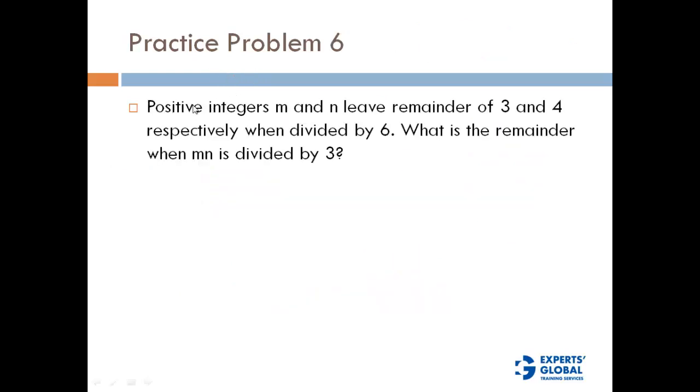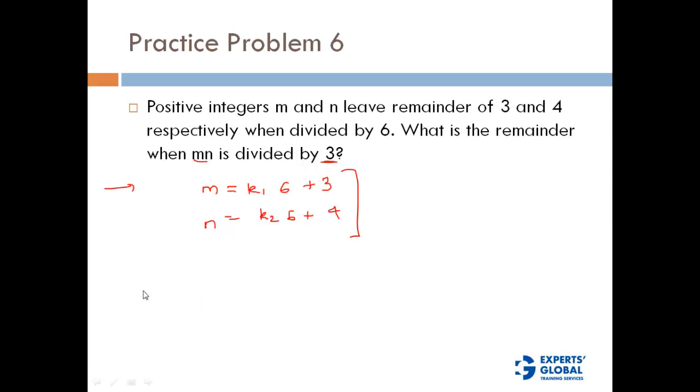Let's move to this problem. Please give it a try. Positive integers m and n leave remainders of 3 and 4 respectively when divided by 6. So let's write it. M when divided by 6 leaves me a remainder of 3. It has some quotient. N when divided by 6 leaves me a remainder of 4. This is the mathematical expression. We don't know the values of k1 and k2. What is the remainder when mn is divided by 3?